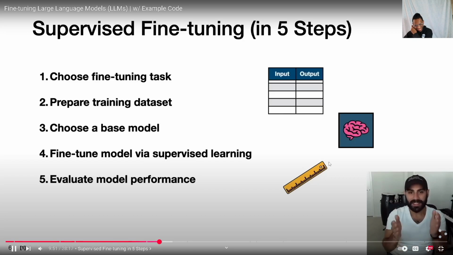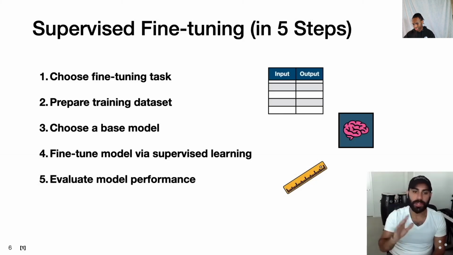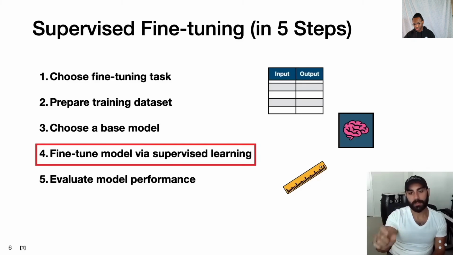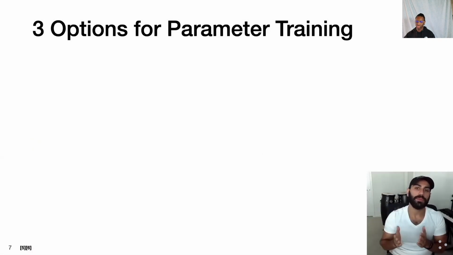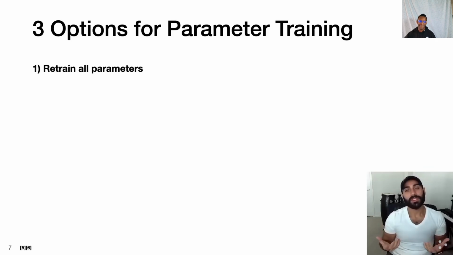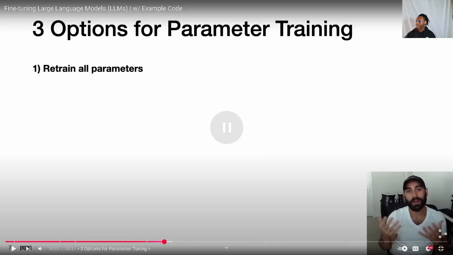There's certainly a lot of details into each of these steps, but here I'm just going to focus on step number 4, the fine-tuning the model with supervised learning. And here I want to talk about 3 different options we have when it comes to updating the model parameters. The first option is to retrain.